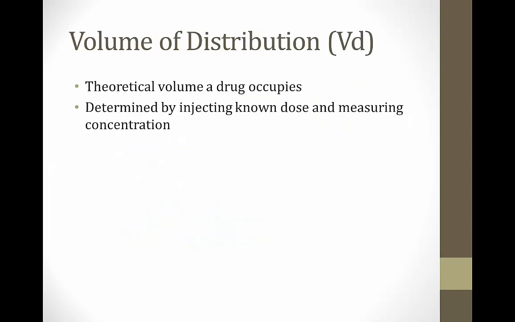So bioavailability was one important concept under pharmacokinetics, and now we're going to talk about a second one, and that's called the volume of distribution of a drug, usually abbreviated V sub D. This is the theoretical volume that a drug occupies inside the body, and is determined by injecting a known dose of the drug and then measuring the concentration that's achieved in the bloodstream.